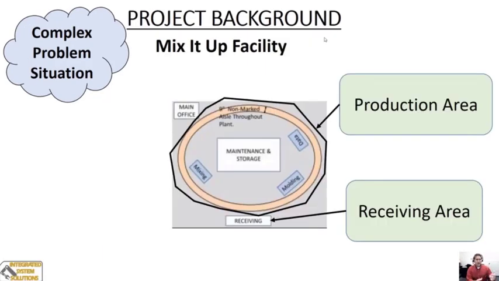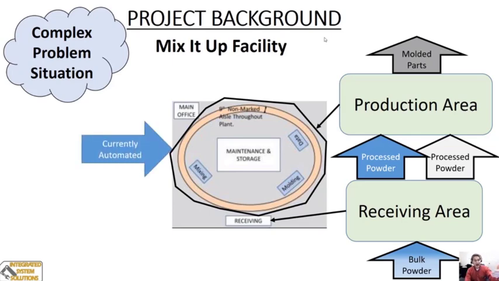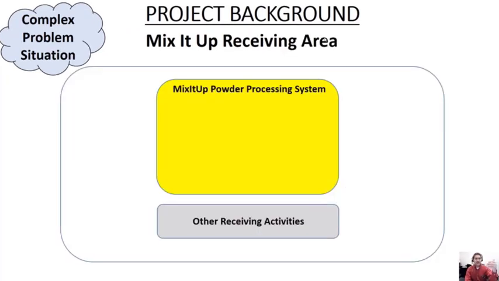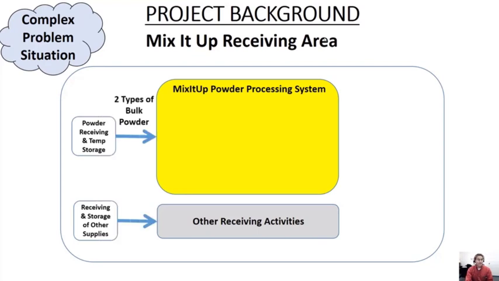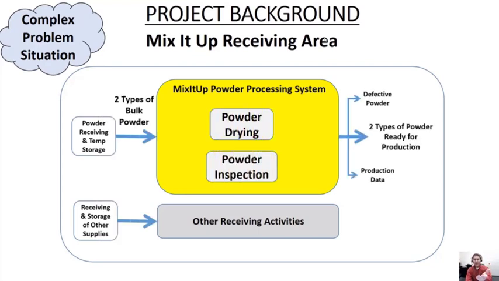What they basically do is their plant consists of a production area and a receiving area. Receiving takes in bulk powder, processes it, and produces 2 different types. That goes to the production area, and they produce molded parts. Mix It Up had already automated part of their facility, and they came to us exploring automation for receiving. And we learned that in receiving, there's the powder processing and then everything else. Powder processing is where we were focused, and they take in 2 types of powder. They dry it, they inspect it, then they output defective powder, the 2 kinds of powder ready for production, and data.